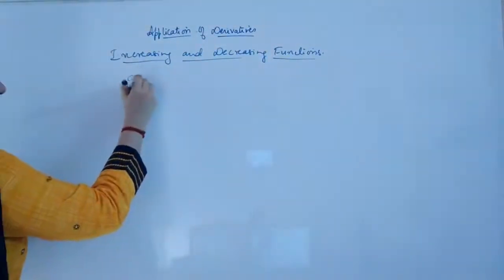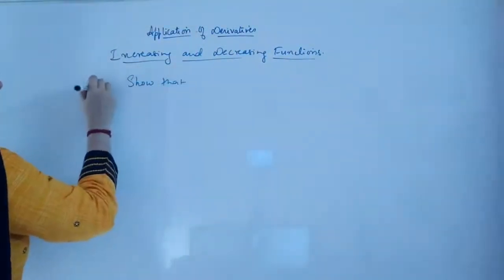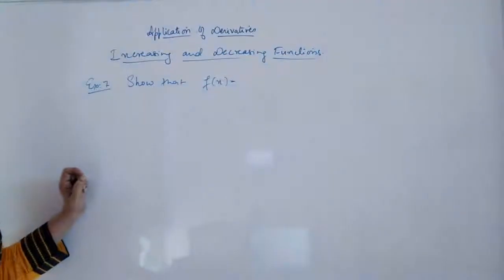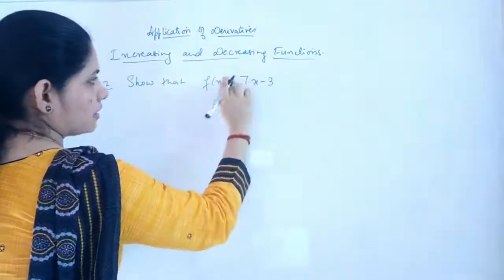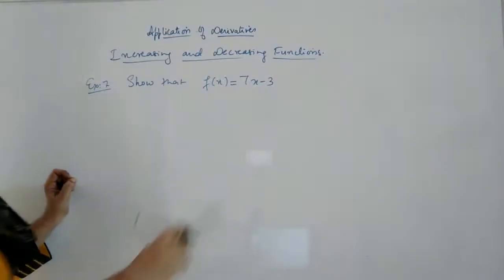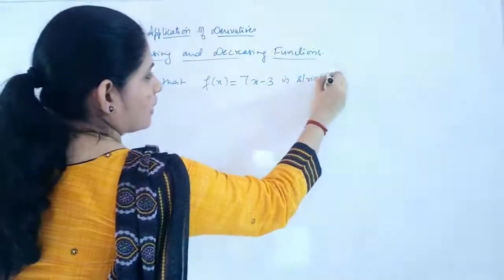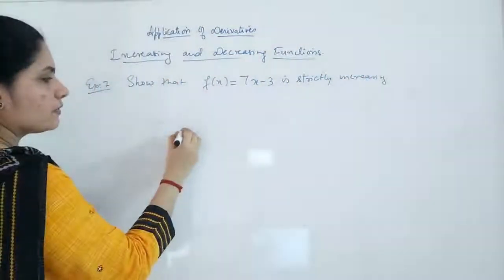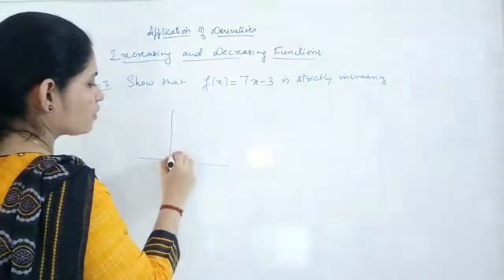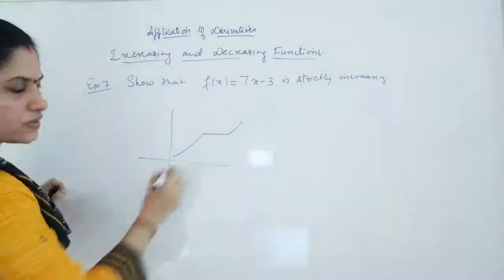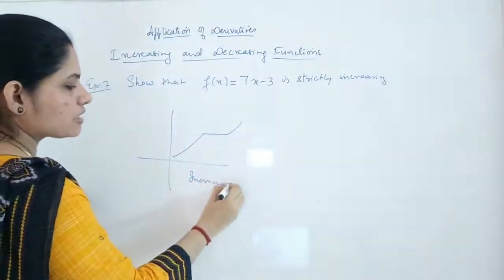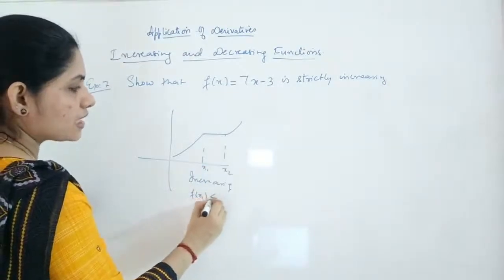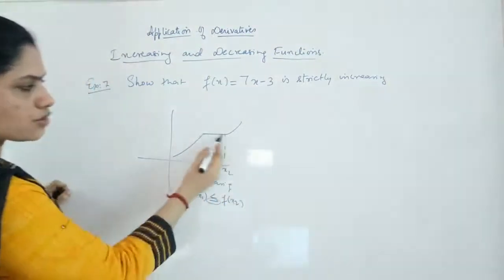So the example is given as: show that the function given by f of x is equal to 7x minus 3 is strictly, now what is the difference between strictly increasing and increasing, I'll tell. If you have the function to be, see, I have drawn one figure like this. This was increasing function. Why? Because here you can include when x1 is less than x2, f of x1 can be less than or equal to f of x2 also. That equal to can also be included here.